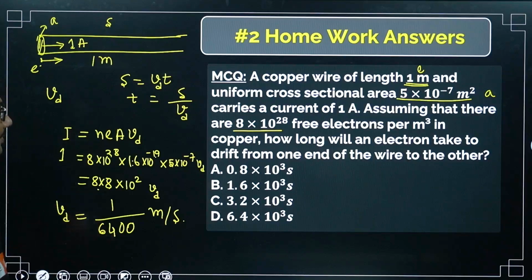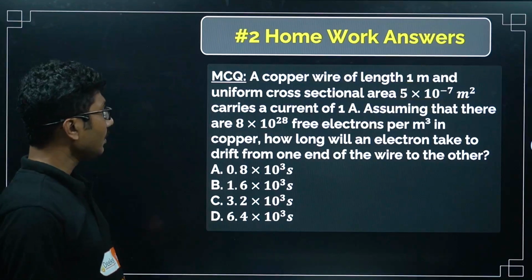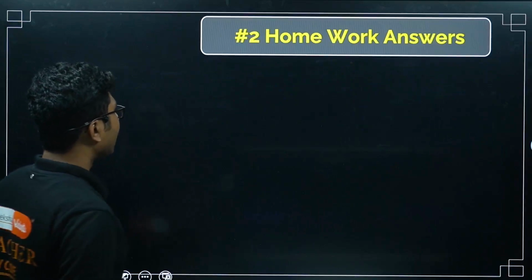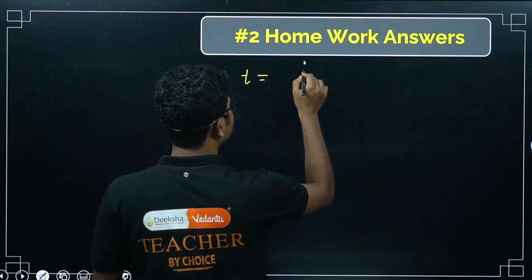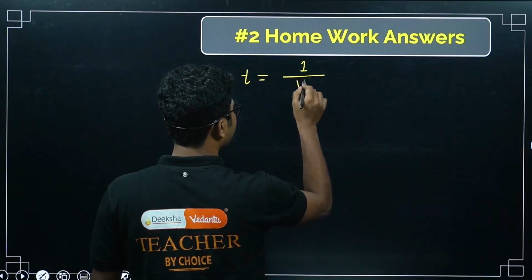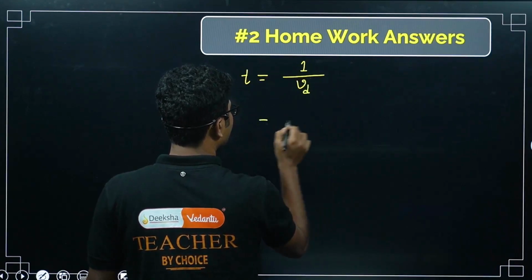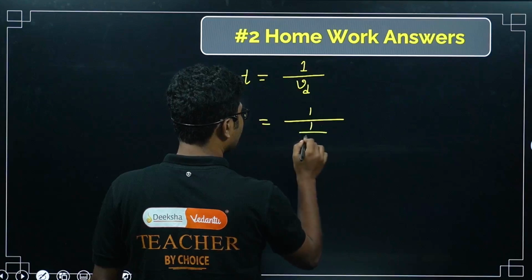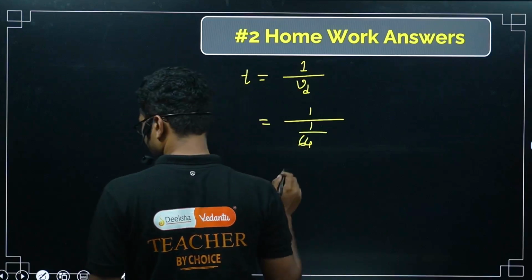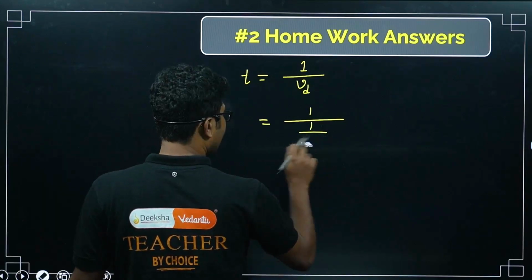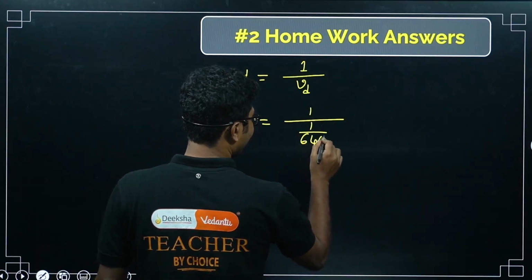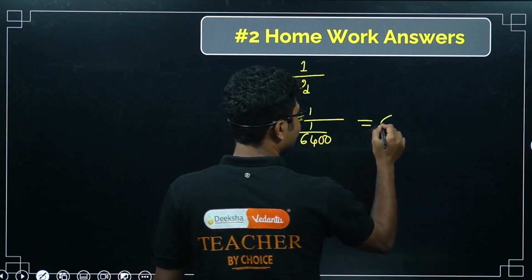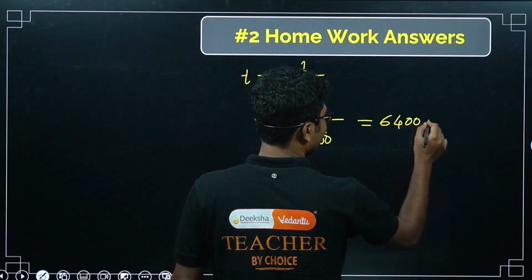As you can see, this is a very low value. Then we can calculate the time as 1 meter divided by Vd. That is 1 divided by 1 by 6400. Nice, no? So the answer is 6400 seconds.